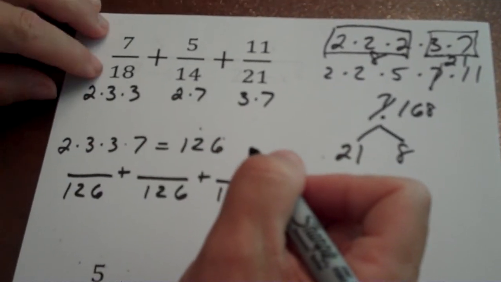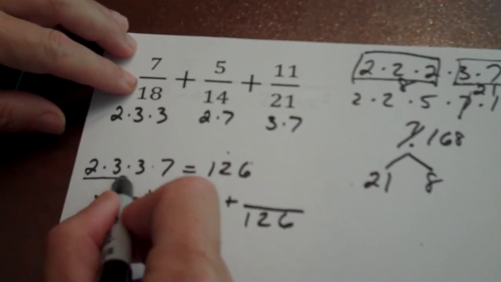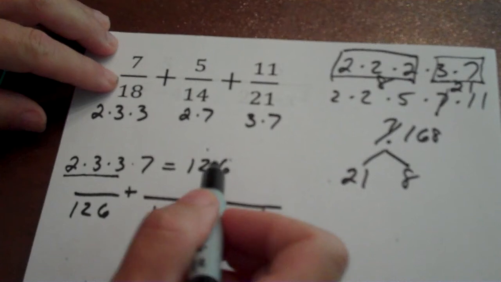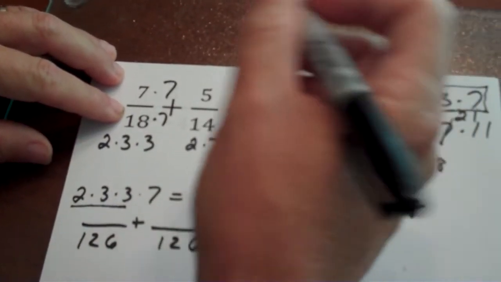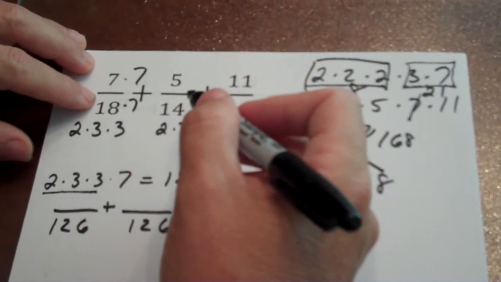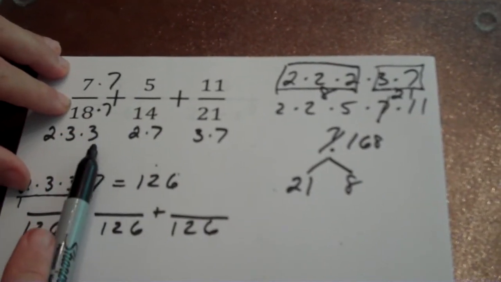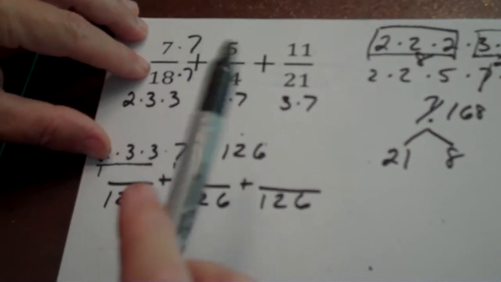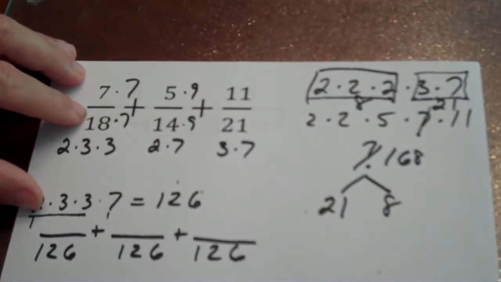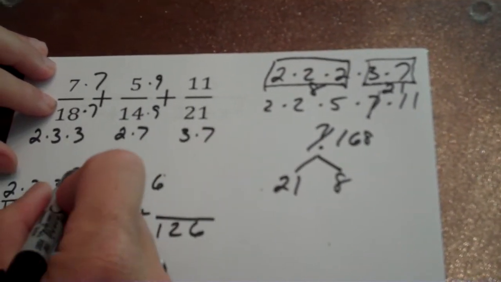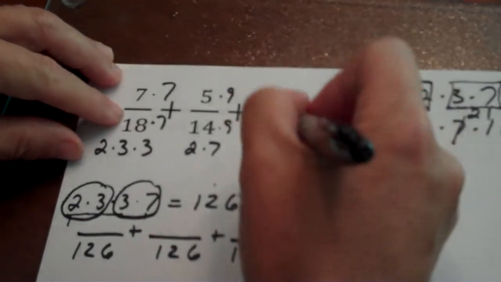What do I have to multiply the 18 by to get the 126? Well, remember, 18 times 7 is 126. So I multiply top and bottom by 7. How about the 14? Well, the 14 was the 2 times the 7. What's left over? 3 times 3, or 9. So I multiply top and bottom by 9. Finally, 21 was 3 times 7, times 6 would be 126.